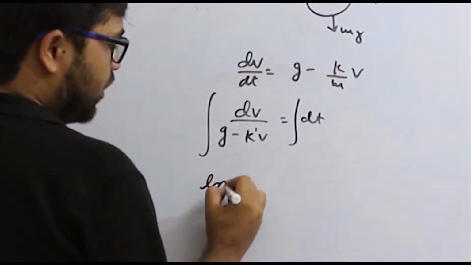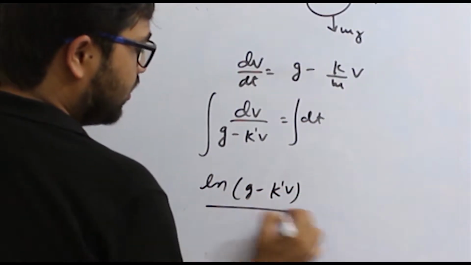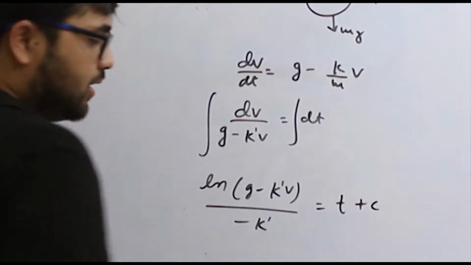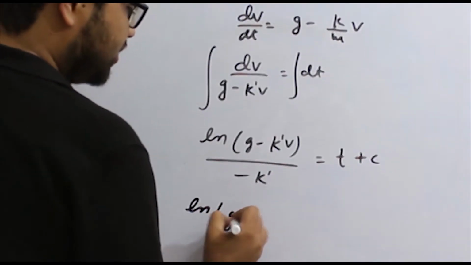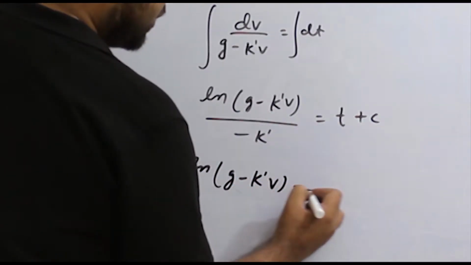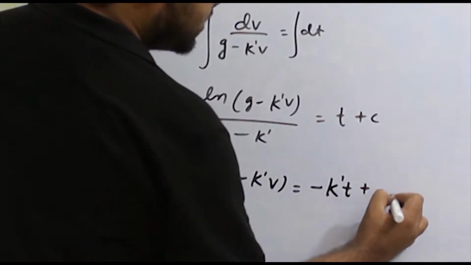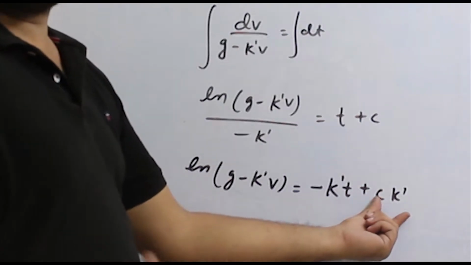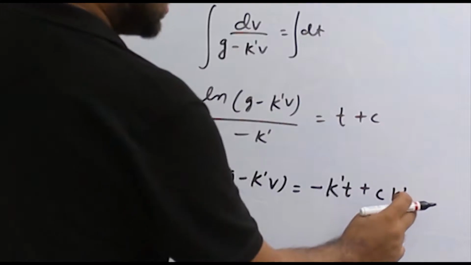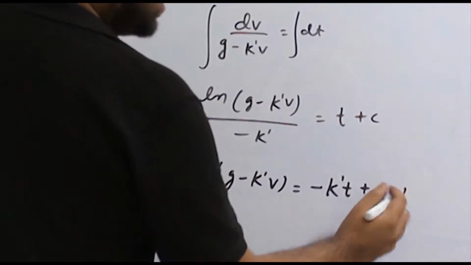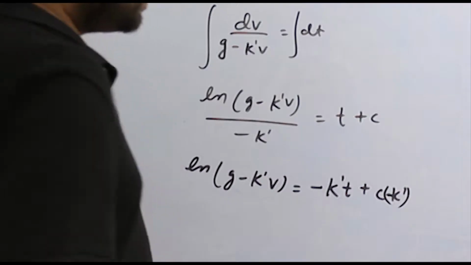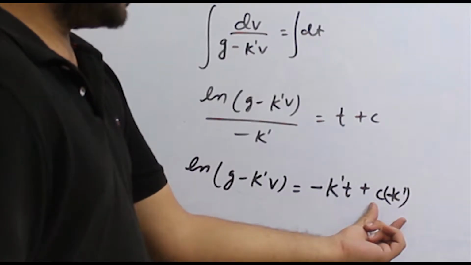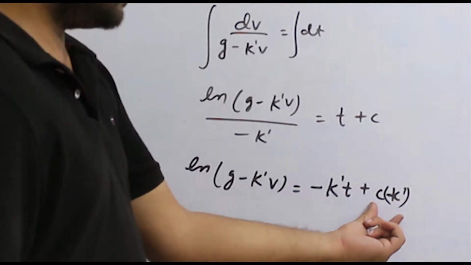The integration of this will be ln of g minus k dashed v upon minus k dashed, which is equal to t plus some integration constant c. So we get ln of g minus k dashed v is equal to minus k dashed t plus c times k dashed. And this c into minus k dashed is another constant, so why not we write it as minus c dashed, some new constant.